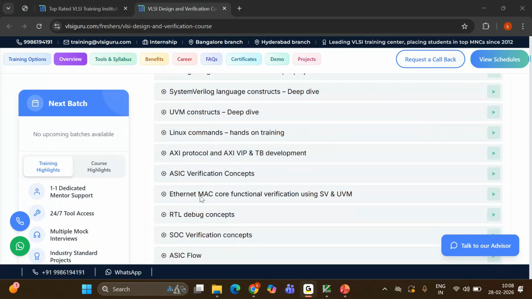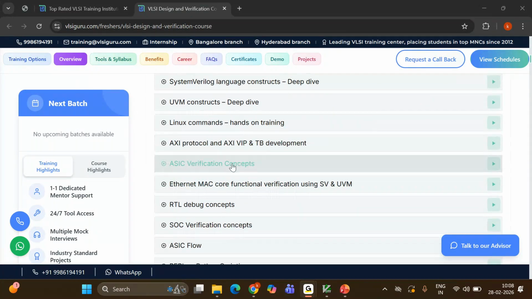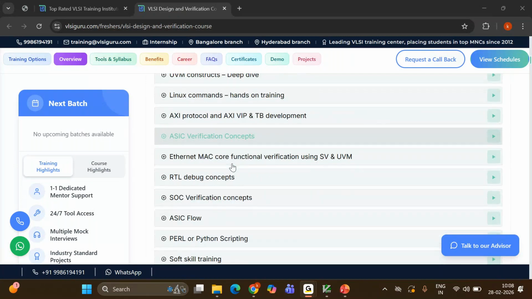Then we'll be discussing ASIC verification concepts. Then we'll go to one very important project, the Ethernet MAC project. This is the industry standard project actually. So what do you mean by industry standard project? Even in your laptop, there is something called Ethernet MAC. We'll be learning how to verify that Ethernet MAC using SystemVerilog and a UVM based verification environment.